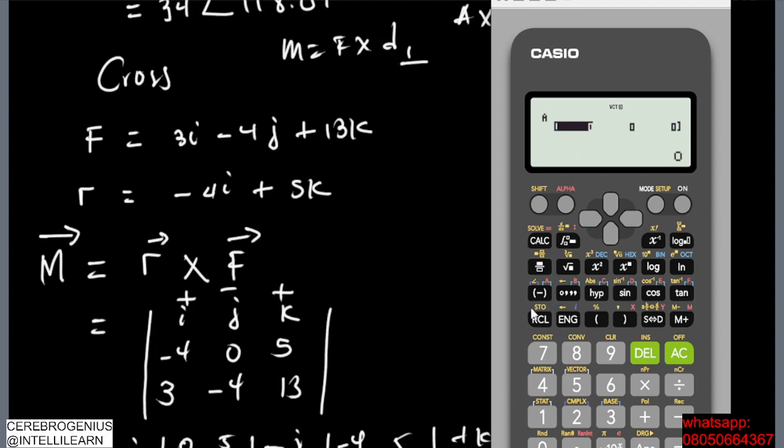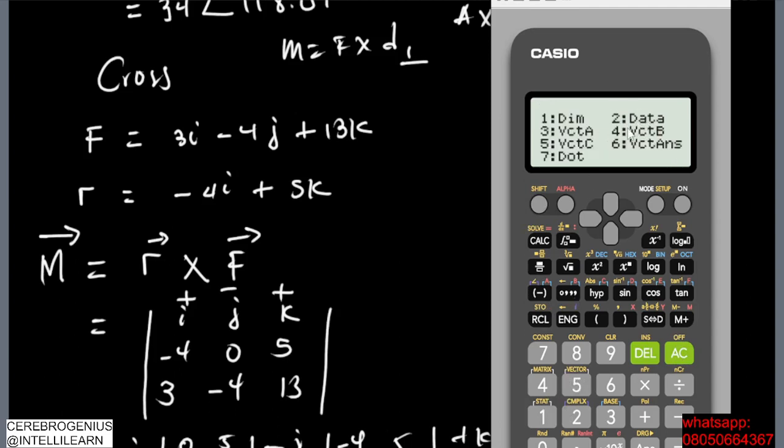So we now enter the values for our vector a. Our vector a, the i part is 3, the j part is minus 4, and the k part is 13. So we are done. Now as you are entering it, you keep pressing equal to, so that it will be inputting the values. So we are done with vector a. So you press AC, then you press shift. You see that there is vector on 5, right? So you press 5.